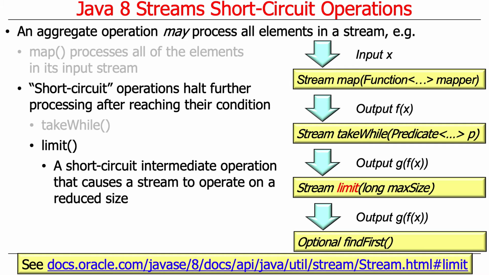So that's take while. There's also limit. Limit is another short circuit intermediate operation, and that causes a stream to operate on a reduced size. So as you can see, you give a max size value here, and it'll only process that many elements. So that isn't based on a predicate, it's based on a count. So it's kind of like looping from i equals 0 to i less than max size, right? You only do that many iterations, irrespective of how many elements are actually in the stream. So it's a way of bounding the amount of processing.